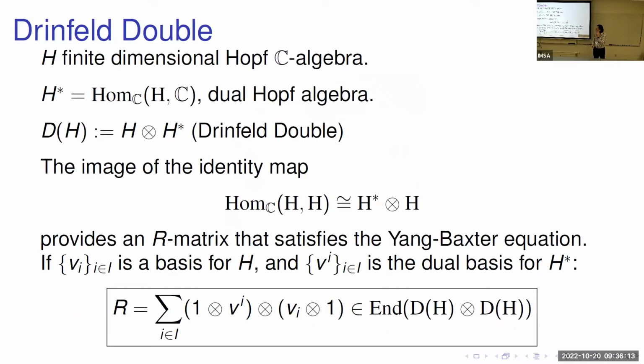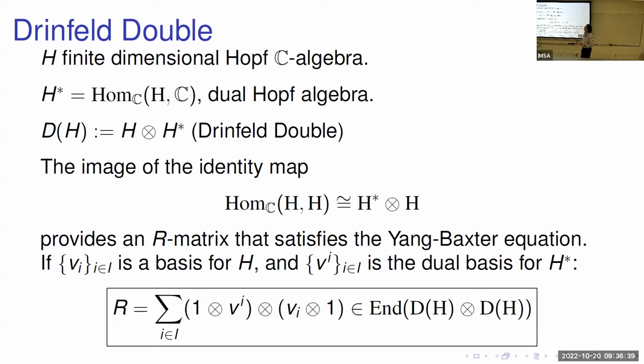But let me just go to this very beautiful idea of Drinfeld. If you have any finite dimensional Hopf algebra, for the time being you may think that it is the Hopf algebra associated to a finite group, either the contravariant or the covariant. Since it's finite dimensional, you can take the dual. The dual is also a Hopf algebra.